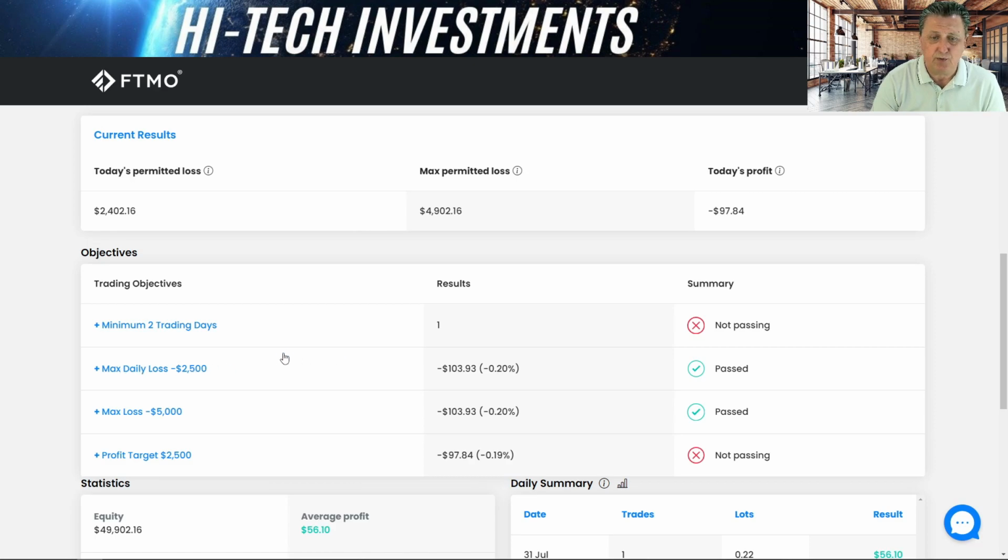Maximum daily loss 2,500, and here we have 103 or 0.20%, so definitely very, very low for the first trading day.